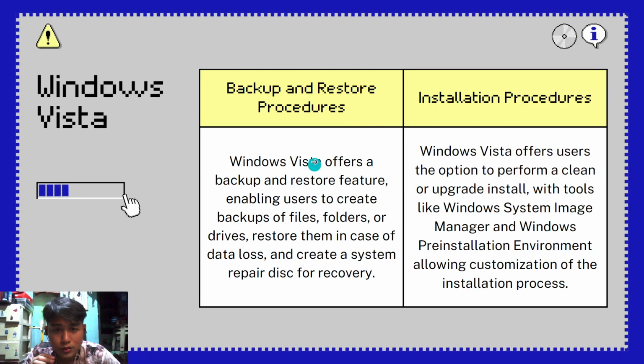The backup and restore procedures of Windows Vista offer a backup and restore feature enabling users to create backups of files, folders, or drives, restore them in case of data loss, and create a system repair disk for recovery.